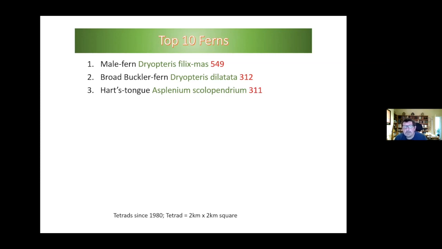I've got quite a bit to say about this later, but that's a lovely fern. It was present in a wall opposite my house until it was repointed. But it's certainly a very, very nice fern and very attractive to see.